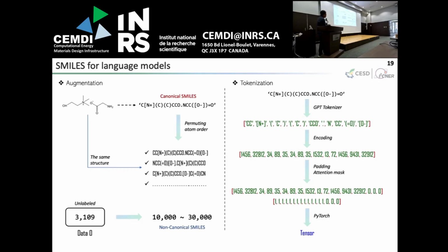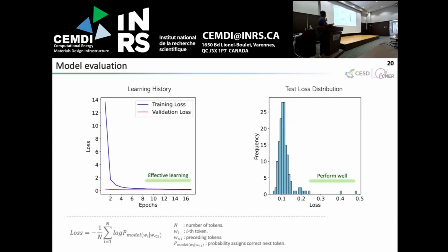And then because this is a language model, of course, we need to do tokenization. In this case, we use the GPT tokenizer, and we handle everything using Python. And the learning curve shows that the learning was quite effective. It only took several epochs.